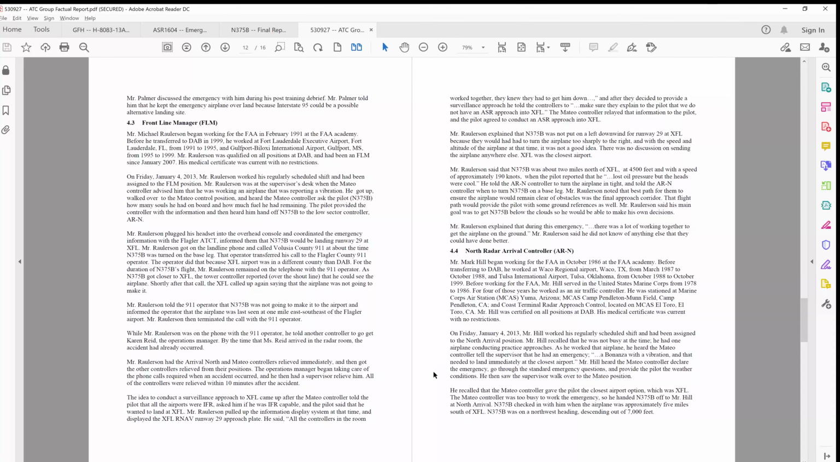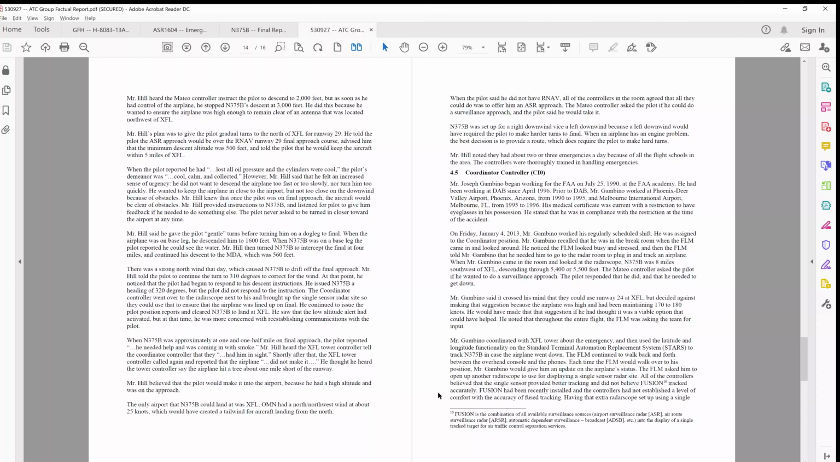One last thing about the winds from this report: if you look at the account for the North Radar Arrival Controller, it says a couple of things in here. One, there was a strong north wind that day, which caused the airplane to drift off final. So there's a strong north wind. And then there is another thing here. The only airport that it could land at was Flagler. Ormond had a north-northwest wind at about 25 knots, which would have created a tailwind for aircraft landing from the north. What happens is controllers aren't thinking about the winds aloft. Even the NTSB isn't thinking about the winds aloft.